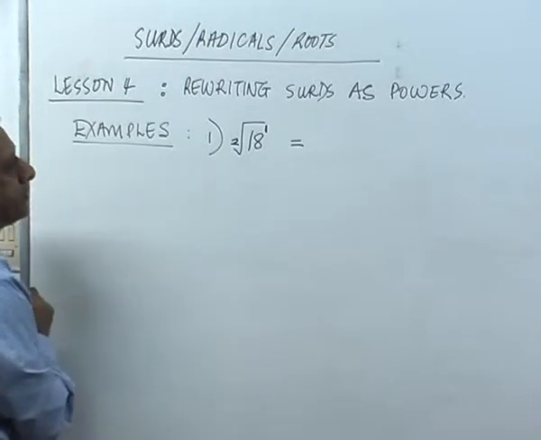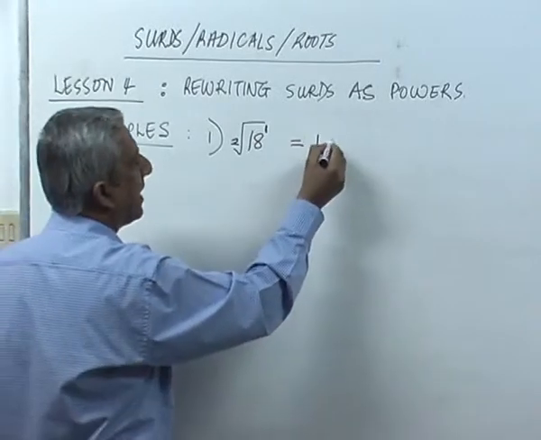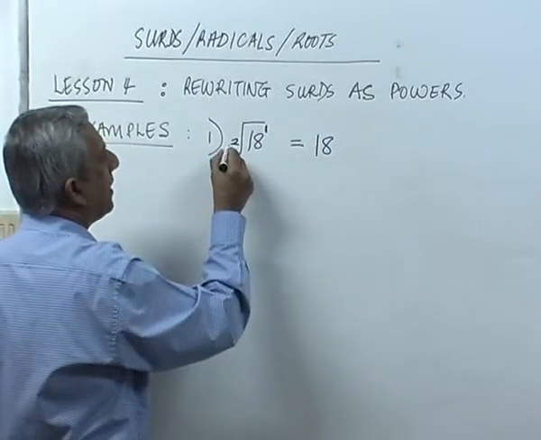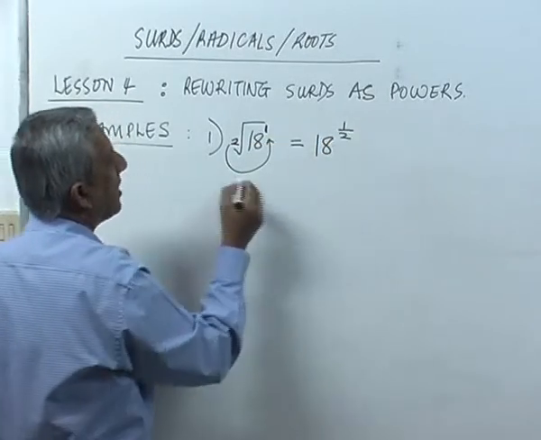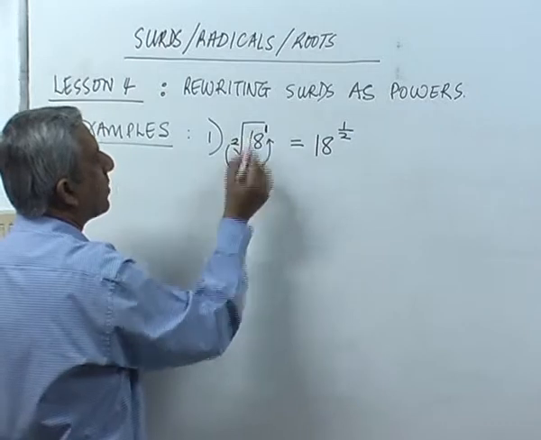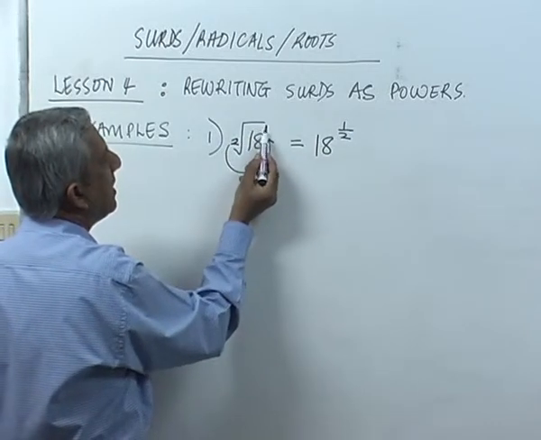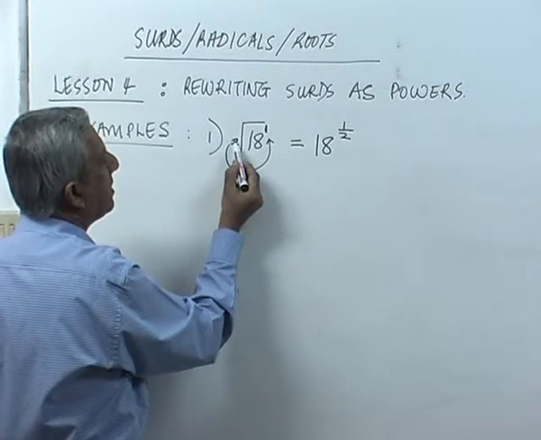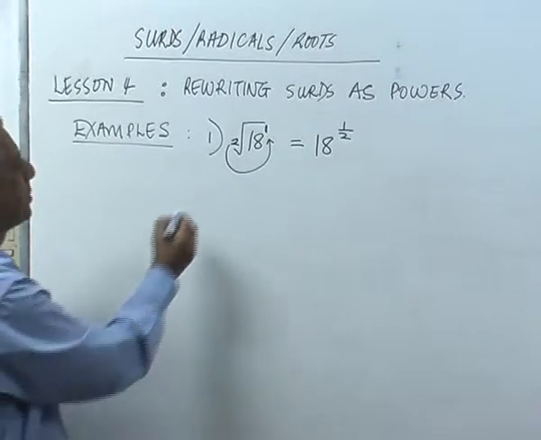Okay. So now you can rewrite that as a power. Right? So it becomes 18 to the index half. So a replacement for a square root sign is a half. So this becomes 18 to the index half. We take this 2 and we make it a denominator. Right? Let's do another example.